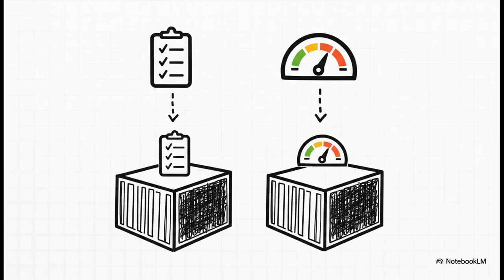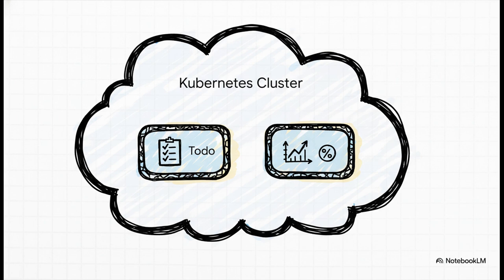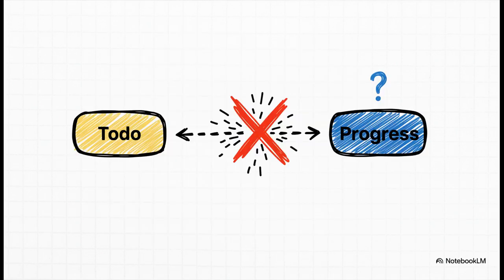Okay, so you've done step one. You've containerized your microservices. Let's say we have a to-do app and some kind of progress tracker that it needs to talk to. And you've put them on your Kubernetes cluster. Now, each of those containers is happily running inside its very own pod. So far, so good, right? But here's where we hit our first snag.